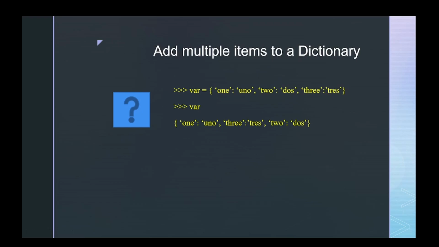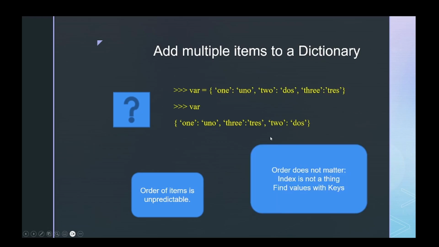One thing that you can see though is I input 1, 2, and then 3. Why did this output 1, 3, and then 2? Well, in a dictionary, the order of your items is unpredictable because that's not the point of having a dictionary. In a dictionary, your order does not matter. The index number is not a thing. We find our values by using our keys instead.